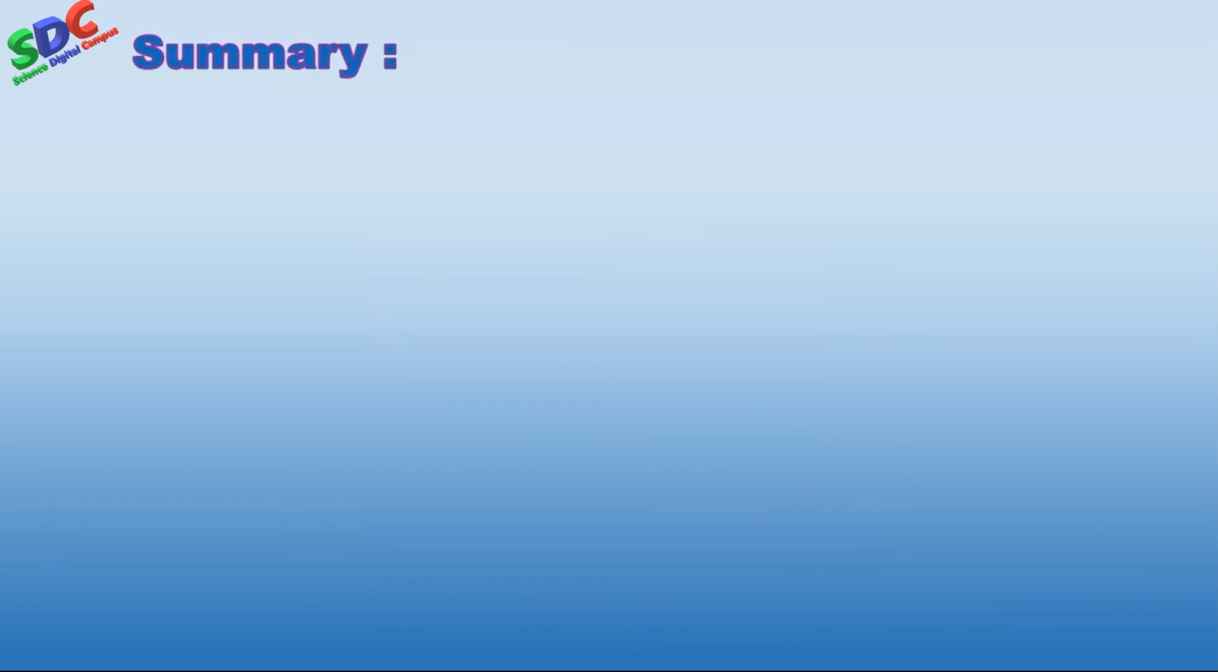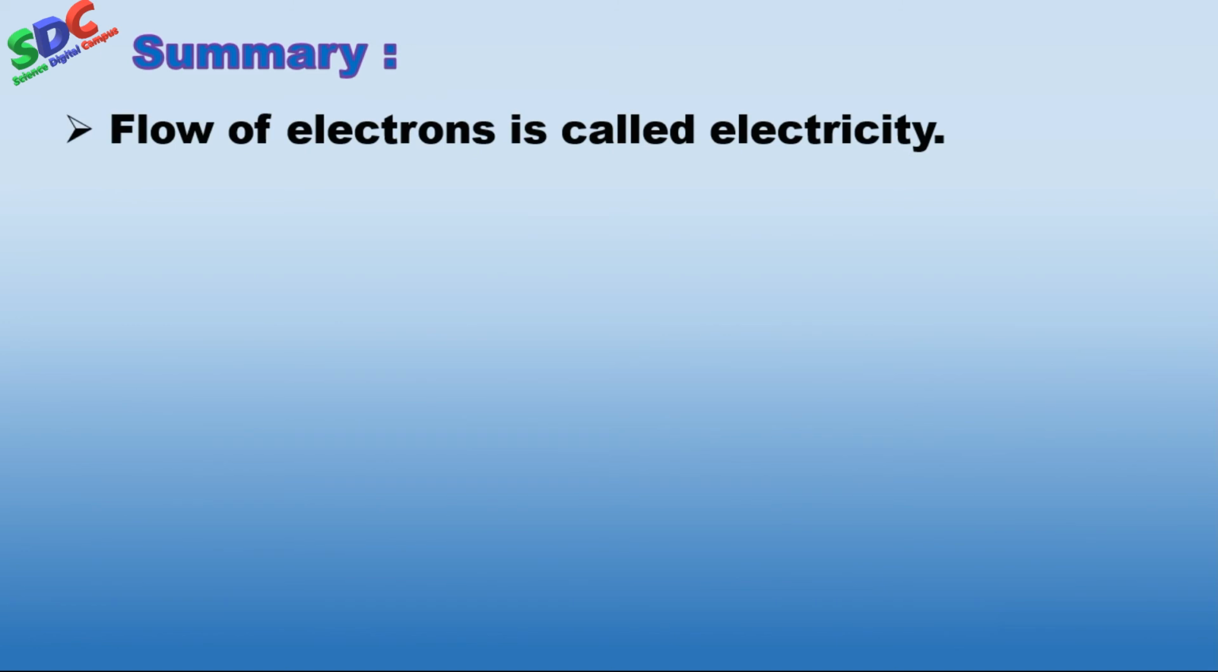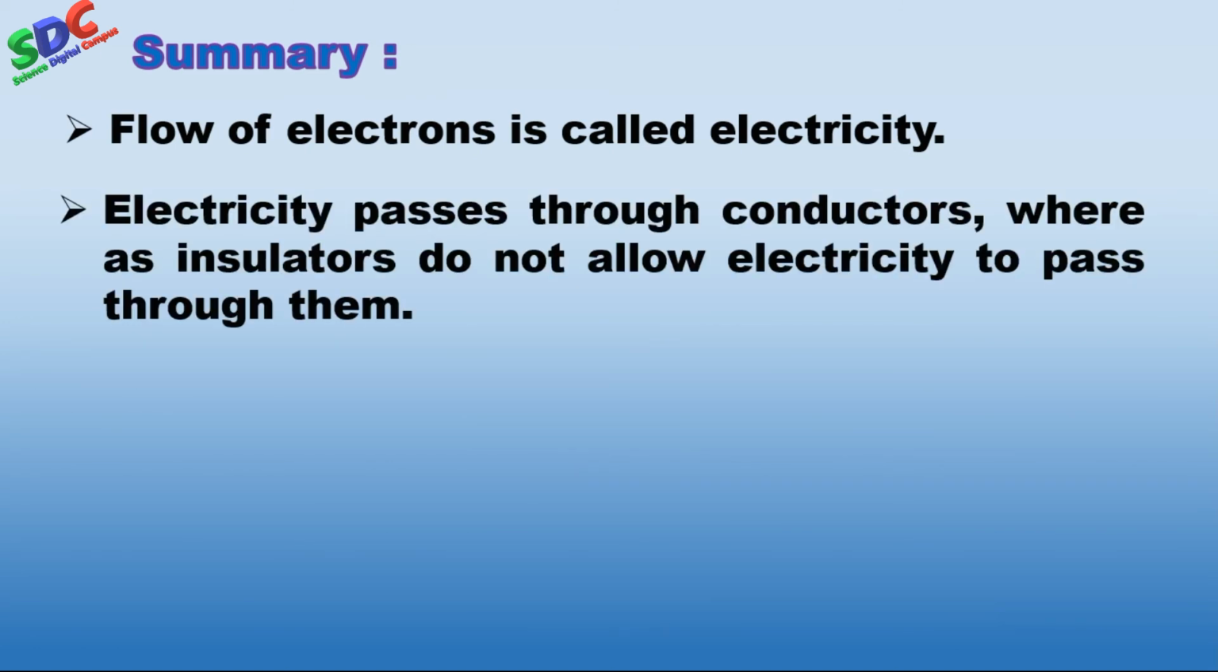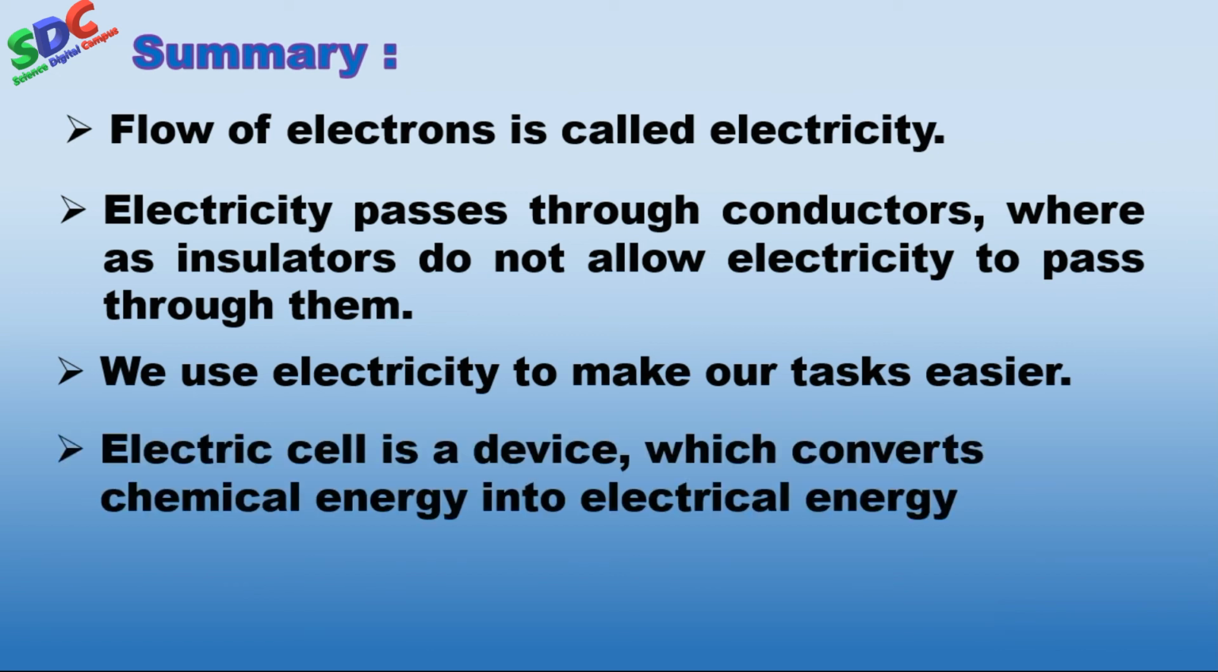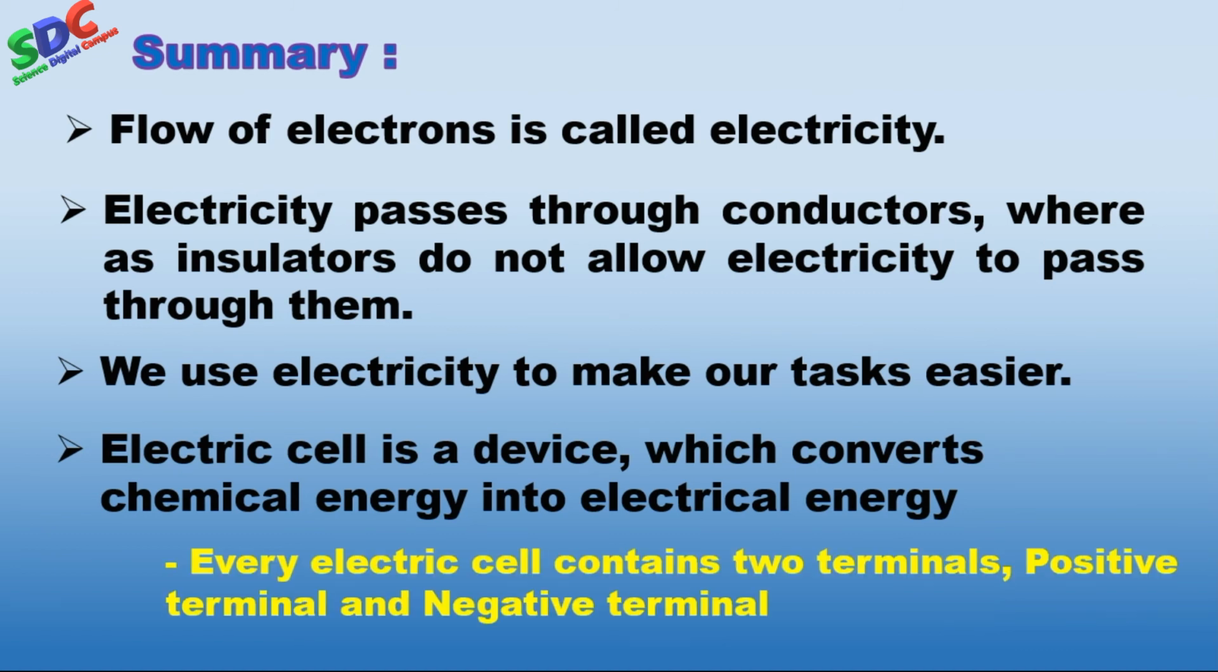Let us see the summary for today's topic. Flow of electrons is called electricity. Electricity passes through conductors, whereas insulators do not allow electricity to pass through them. We use electricity to make our tasks easier. An electric cell is a device which converts chemical energy into electrical energy. Every electric cell contains two terminals. The first one is the positive terminal and the second one is the negative terminal.